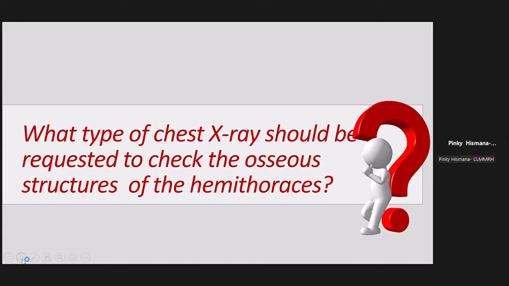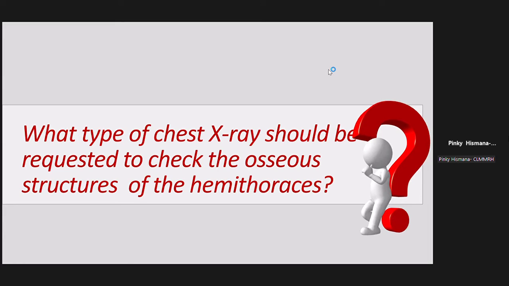So now, what type of chest X-ray should be requested to check the osseous structures of the hemithorax? Does anyone here know? Let's say nag-trauma, na-aksidente, then you actually want to see if may fracture. Though you can see it in the usual frontal X-ray, whether PA or AP view, there's actually a specialized view wherein, because we changed some technical factors, you are able to assess better the skeletal structures or the bones.